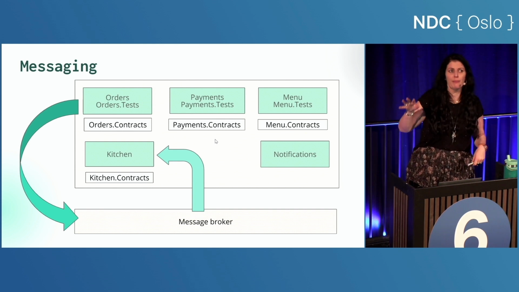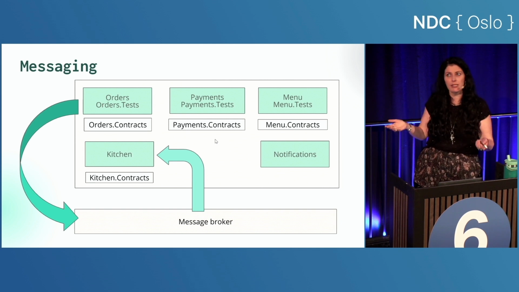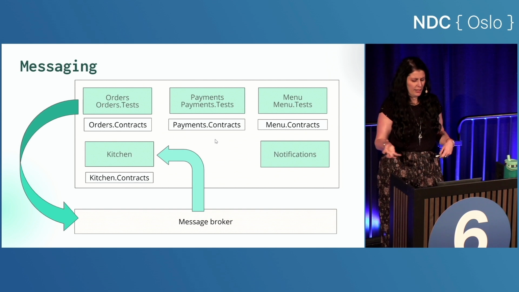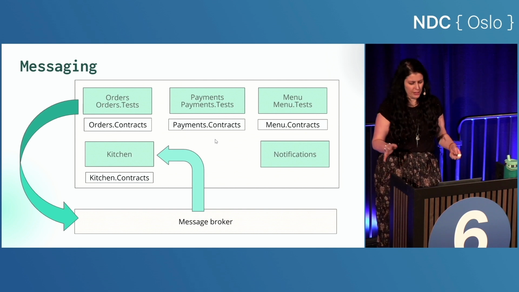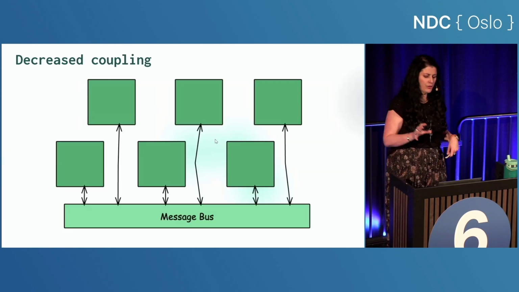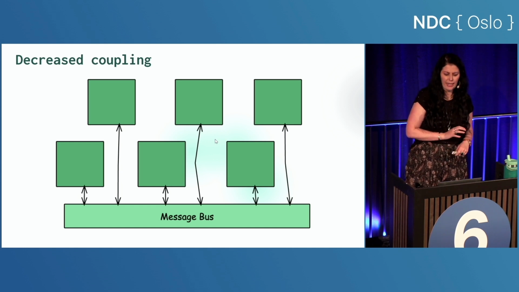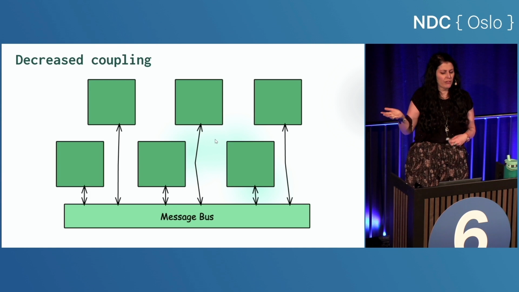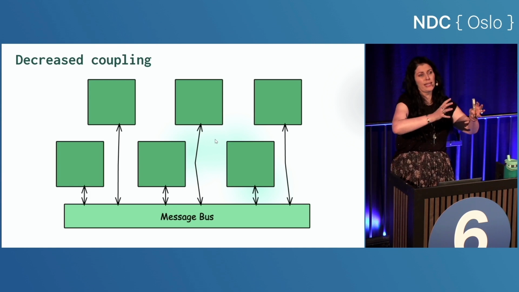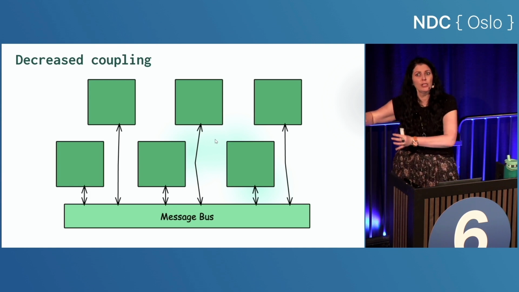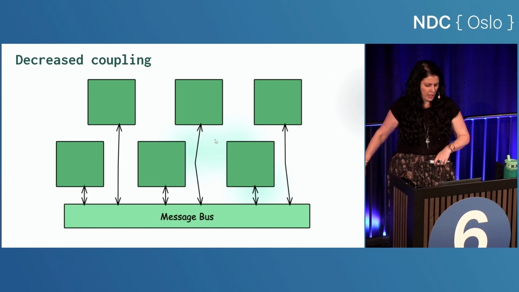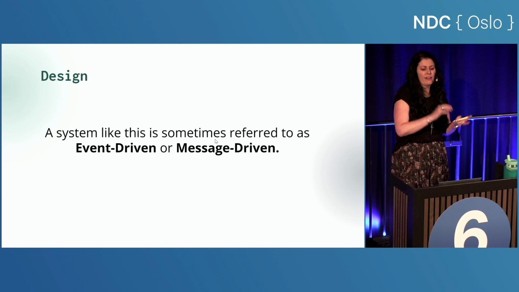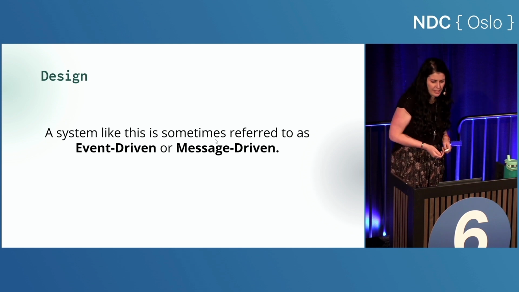So this is what it looks like. We'll send a message to our message broker from the orders, for example, and then the kitchen will listen for the message it's interested in, dequeue that, and do whatever it needs to do. So this has decreased coupling greatly. And that looks really similar to that pattern, doesn't it? Very similar. So you can start with your mediator and then go on to a messaging type architecture. This type of thing is sometimes called event-driven or message-driven architecture.